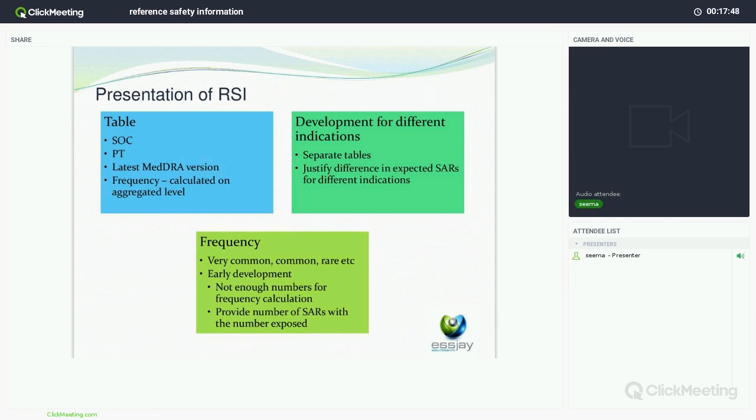Frequency should be presented as per ICH E2A, and standard categories of very common, common, rare, etc. should be used. Now, there may be certain situations where you are not able to actually give a frequency, and that could be because you've got a product that's in early development and you may not have enough numbers to be able to make that frequency calculation. And here what you should do is provide the number of serious adverse reactions with the number exposed, and that will help the investigator to understand the exposure and numbers of reactions that have been seen.